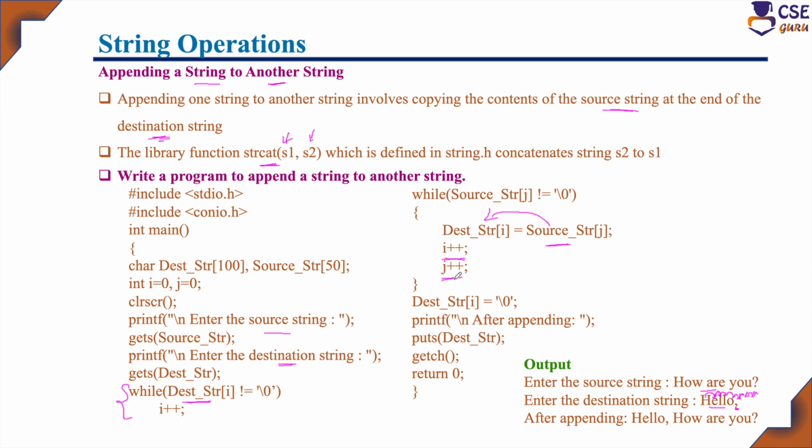Increment i value and increment j value. Then, once it is completely copied, add the null character at the end of the destination string. After appending, display the destination. Now: hello, how are you? This is the destination string after appending.